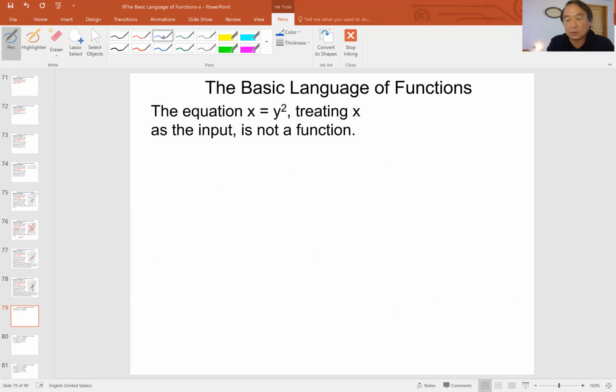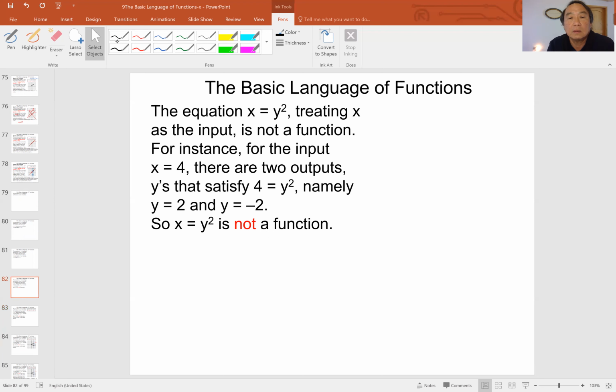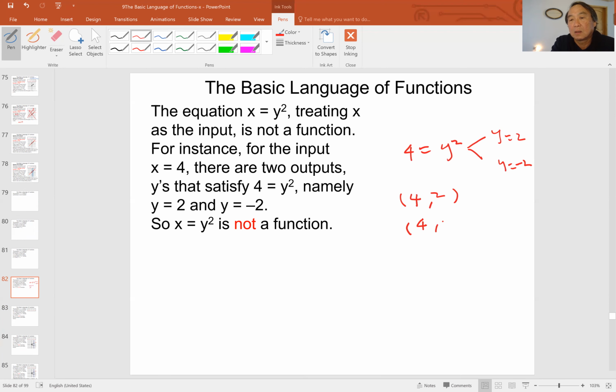defined by the two symbols x and y, for instance, x equal to y squared. Now, suppose I use x as the input, then we have a problem here. It's not a function. Why not? Because if I put x equal to 4, let's say, then I get 4 is y squared, so what can y be? y can be 2 or y can be minus 2. Suddenly I've got two numbers associated with the input 4, the output y. And this is not a function.